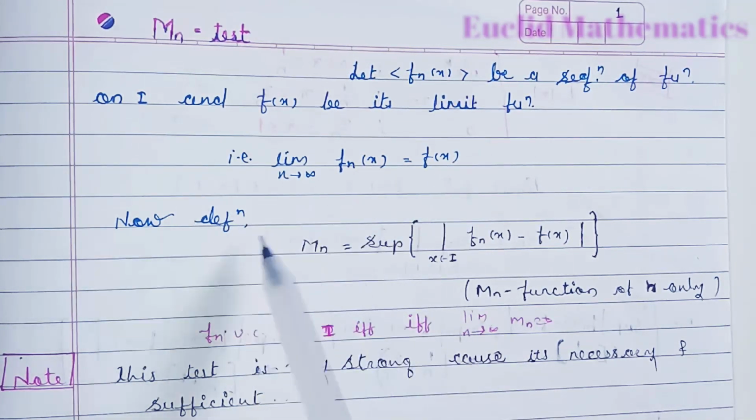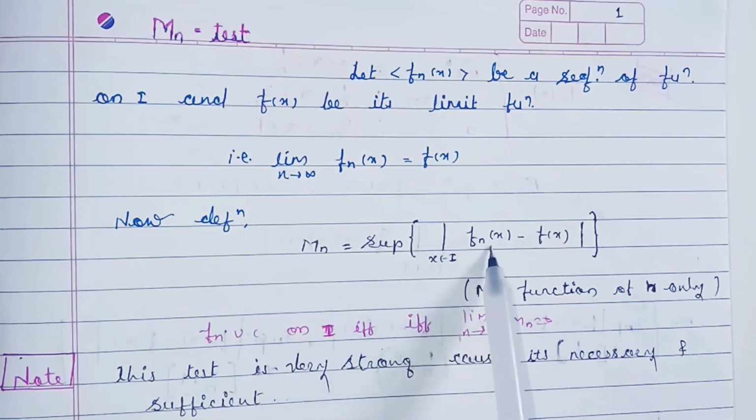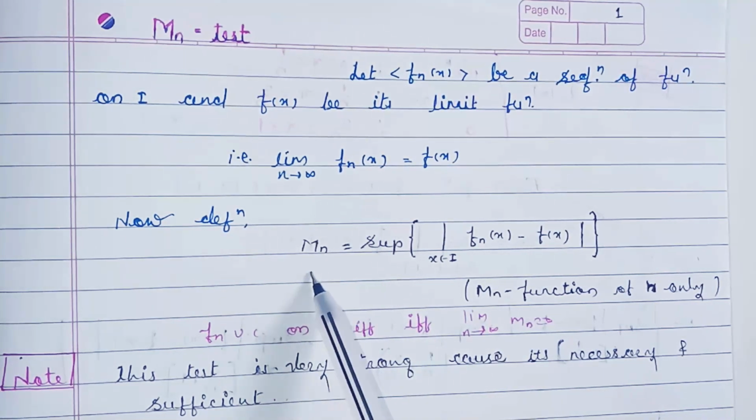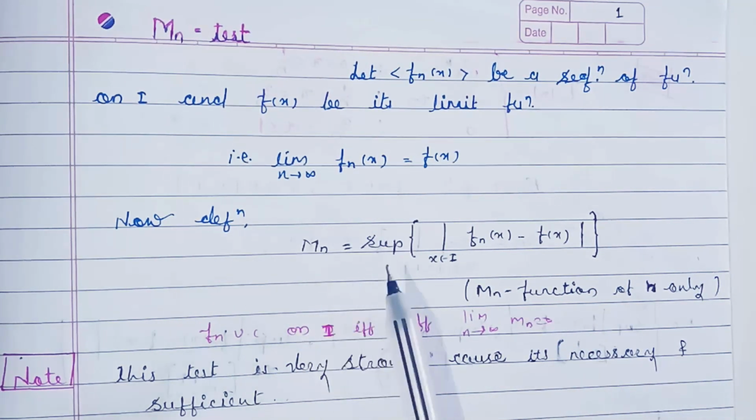So by the definition we can write directly here M_n, which is equal to the supremum over x belonging to I of |f_n(x) - f(x)|. We all know the definition for uniform convergence, so that is used here to find the value of M_n. Once we get the value of M_n, which is in terms of n only, and we apply limit n tends to infinity to that M_n, we get some sort of answer.